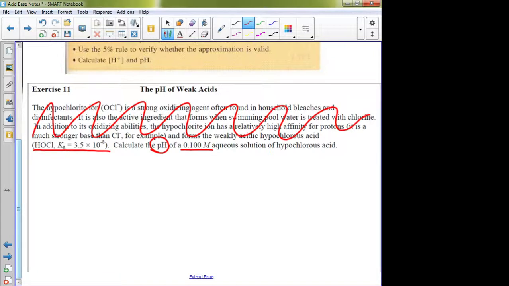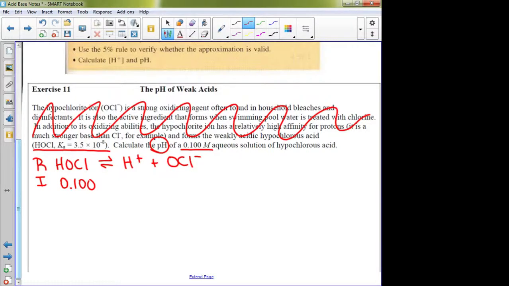An ICE table. So the first thing we're going to do is start with our balanced reaction. So what's my balanced reaction going to be? It's going to be HOCl goes to H positive and OCl negative. After R comes I. What's my initial concentration? It's the 0.100.